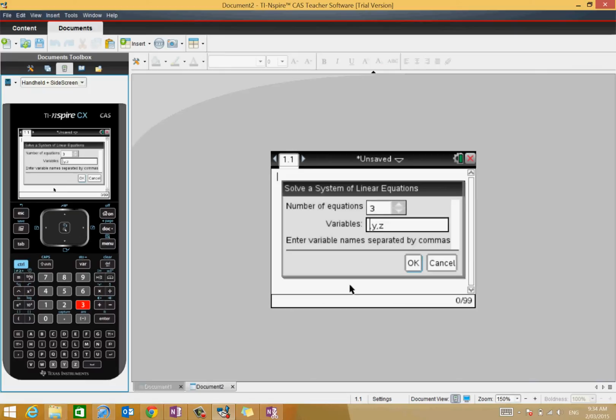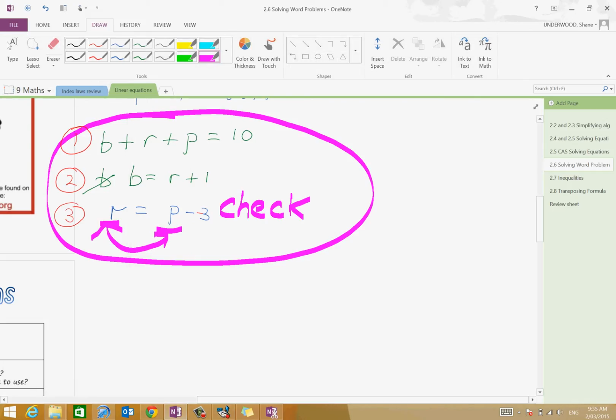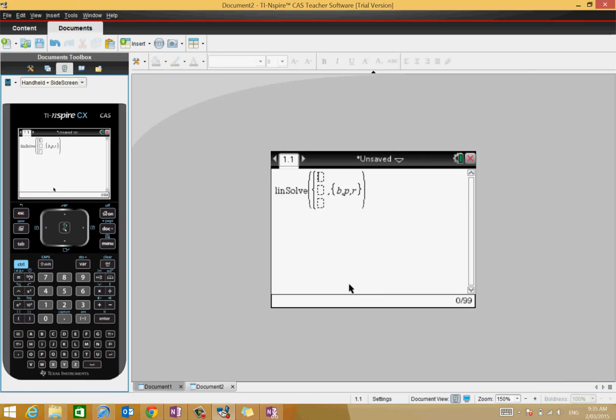Now, what are we going to say? Let's do it in alphabetical order. B, P comes before R. So I'm going to do it like so. Press enter. Now, what are my equations? We've got B plus R plus P equals 10.